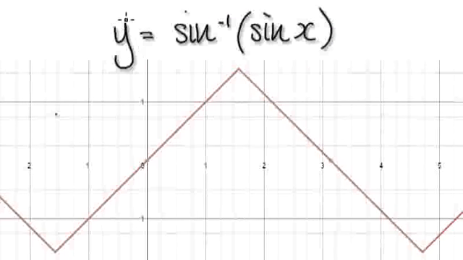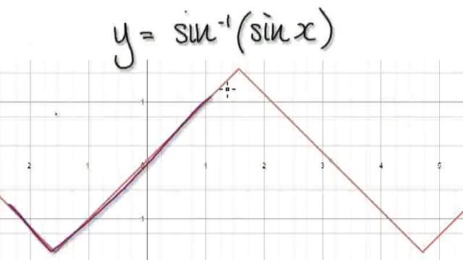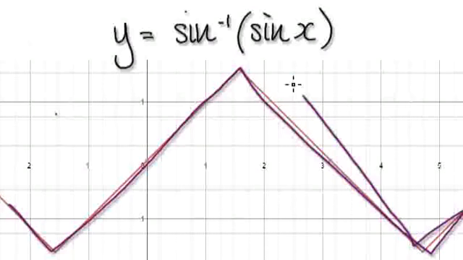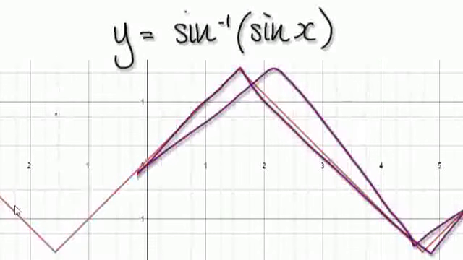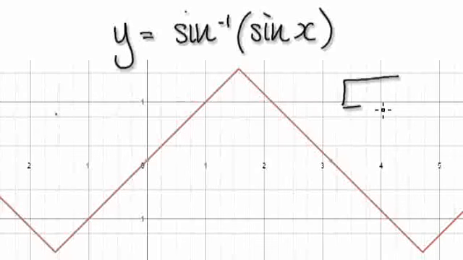If you get a graph plotter and plot y equals this thing here, it will give you this red line, this weird zigzag line. There is a reason why it's a zigzag line, but I'm not going to explain it to you. You just got to sit down and think about it for yourself.